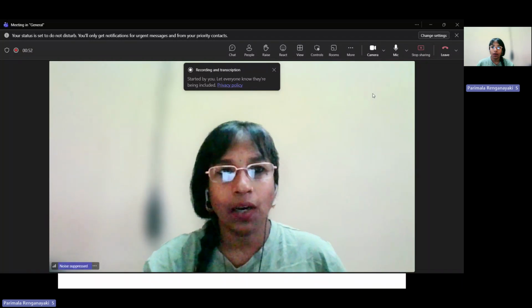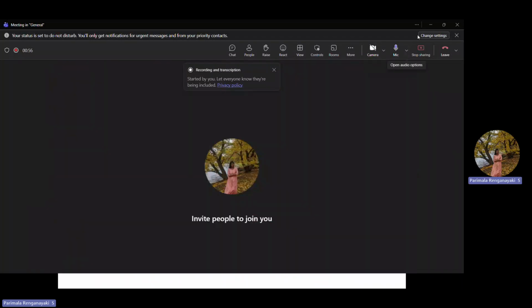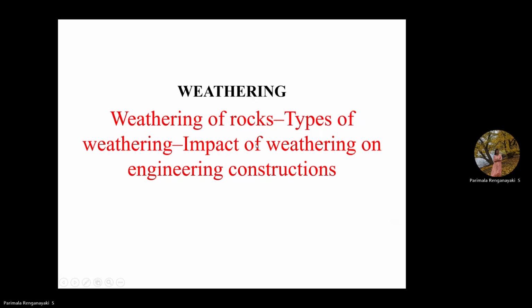Okay. Now we will start with engineering geology: weathering, weathering of rocks, types of weathering, impact of weathering on engineering construction, and if time permits, we will see soil also.